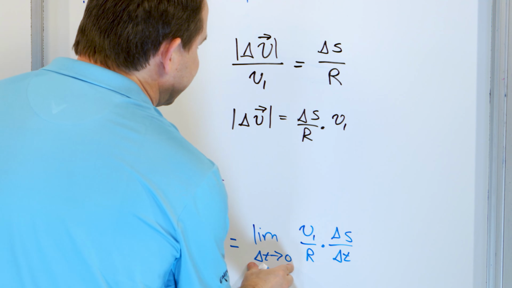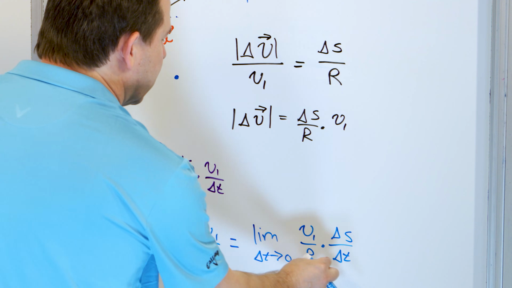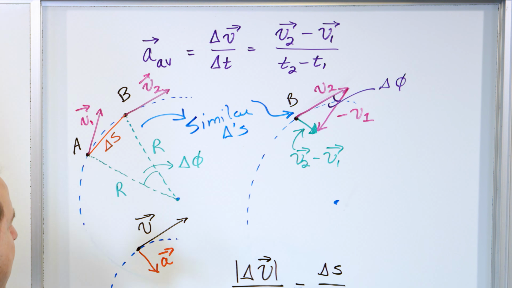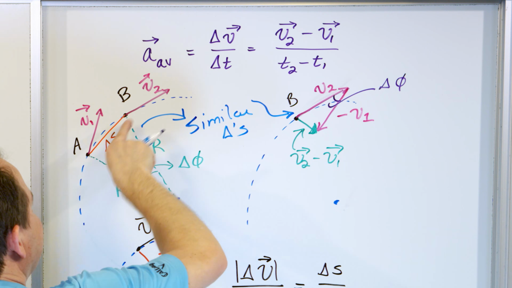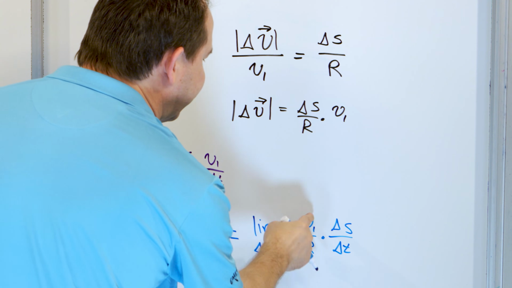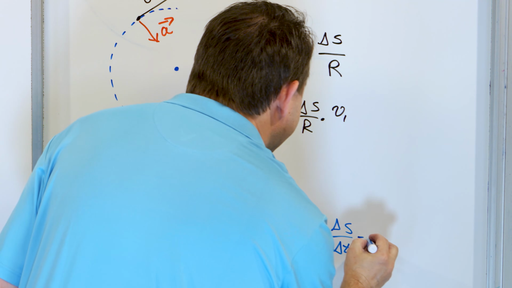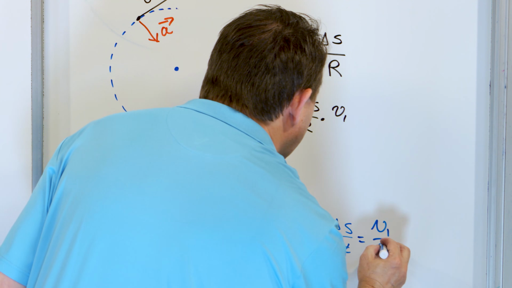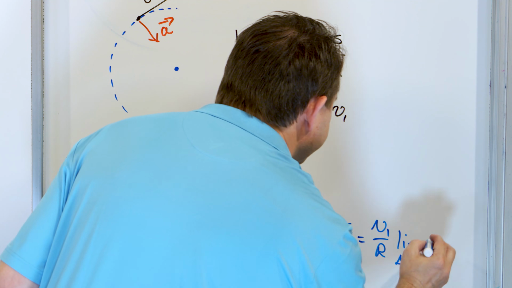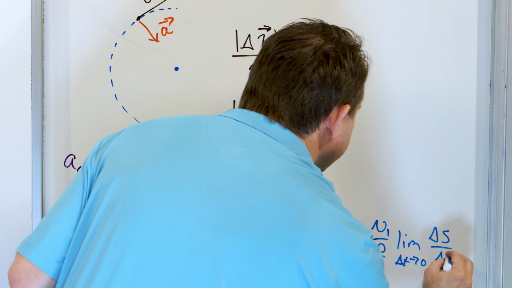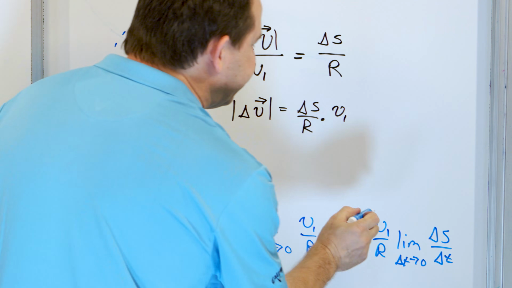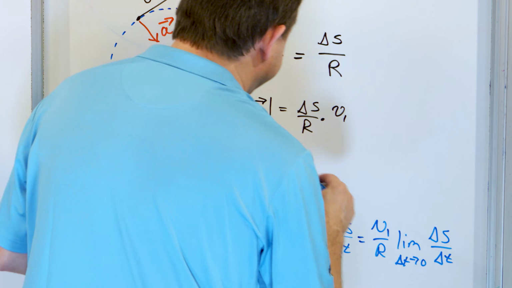Now when I change time, and make it get smaller and smaller, of course the delta S, which is the distance between the points, changes, but the radius doesn't change, and the velocity, V1, doesn't change. So I can pull this outside the limit, because as time changes, these don't change at all. So that's the same thing as V1 over R times the limit as delta T goes to 0 of delta S over delta T. All right? And so my question to you is, what is the limit of delta S over delta T?